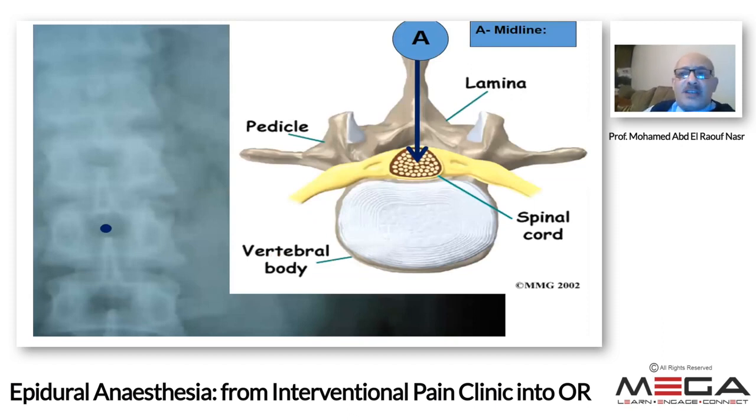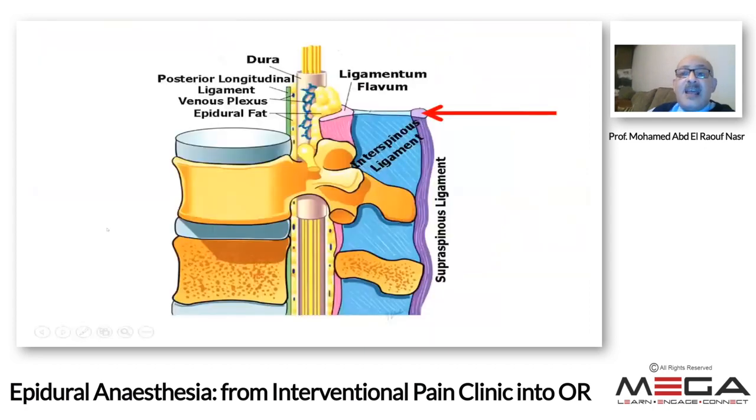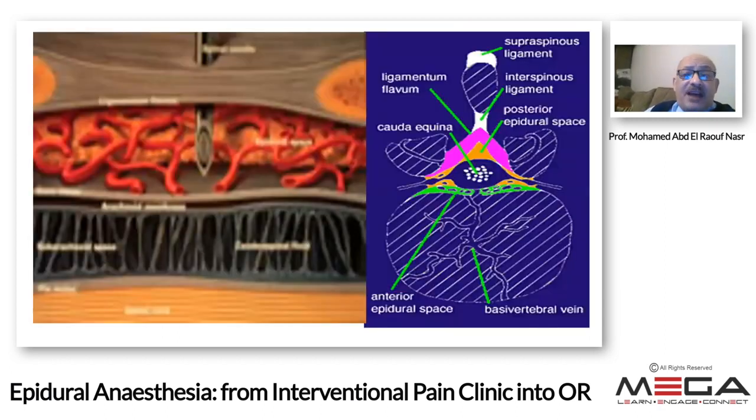Classically, we have two ways for insertion of our epidural needle. The midline approach, where our needle comes above the spinous process and goes directly straight in the midline and going into the epidural space, passing through the supraspinous ligament, interspinous ligament, ligamentum flavum, and finally ending in the epidural space, which is full of fat and blood vessels.